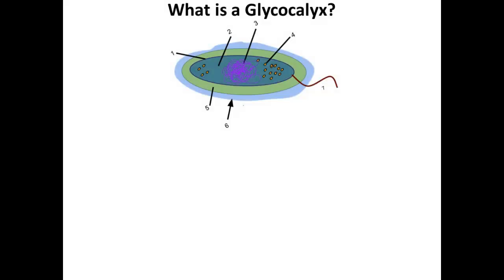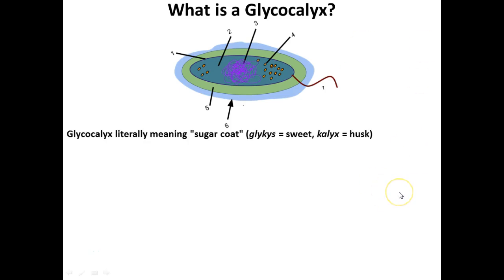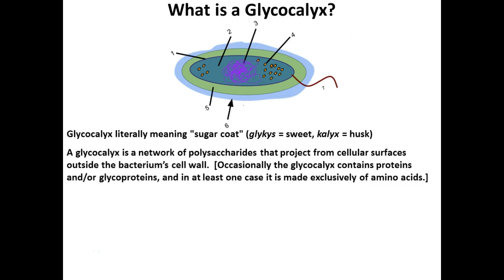So the next one is our glycocalyx, also known as a capsule or slime layer. It literally means sugar coat. So as you can imagine, its chemical composition is most commonly sugar.